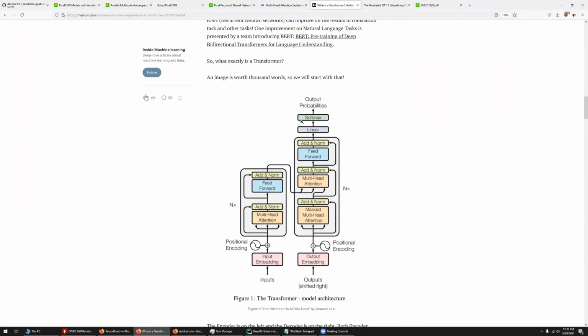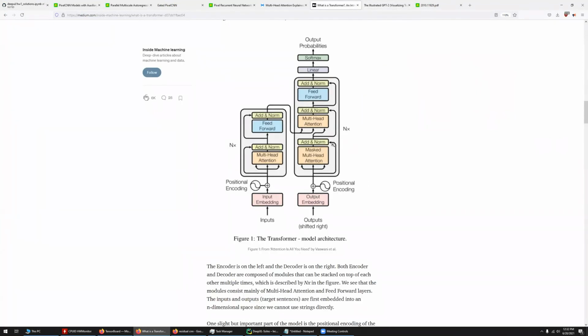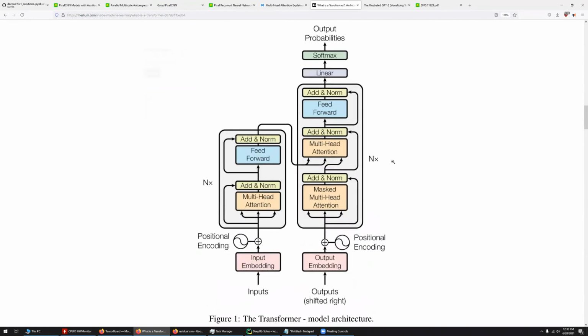Yeah, this is the original transformer picture, right? The left part is called the encoder, and the right part is called the decoder. So we have N is 2 here. We have 2 of these encoders and decoders. We have 2 of these decoders, and we're not using any of the encoders.